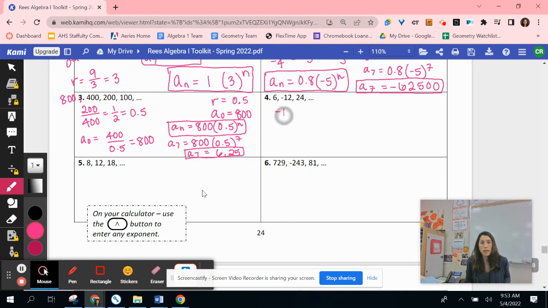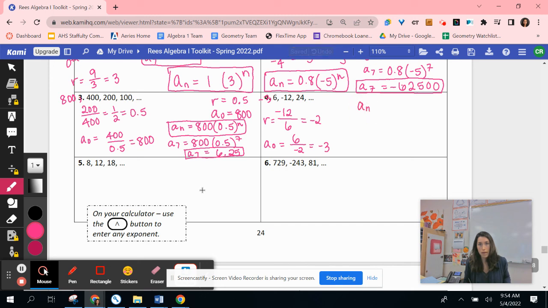Okay, here we've got -12. Let's divide that by the number in front of it. -12 divided by 6 is -2. That's our common ratio. Our a sub 0 is our first number divided by our common ratio, which is -2. So that's going to be -12. Oh, I'm sorry. I multiplied it. That's going to be -3. Okay, and that makes sense. We'll start with a -3 here. -3, we multiply that by -2, we get 6. Multiply that by -2, we get -12, and so forth.